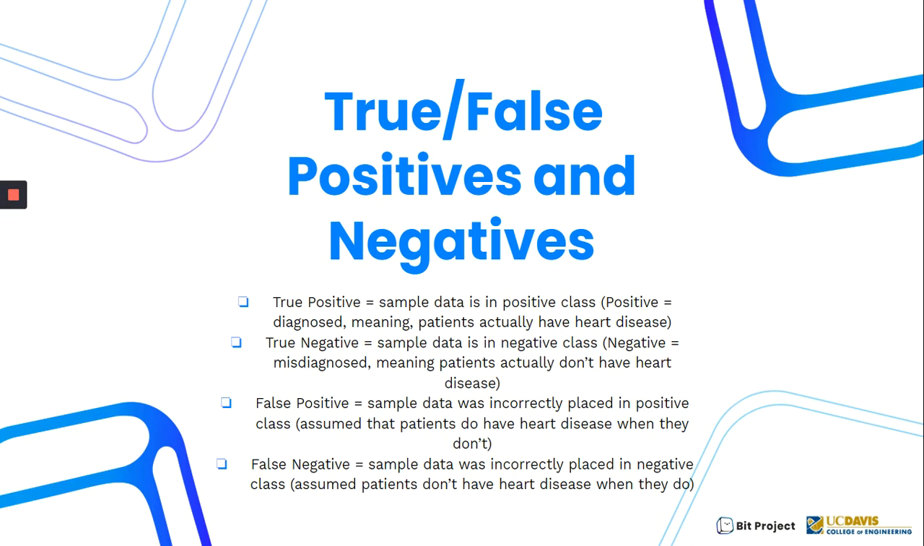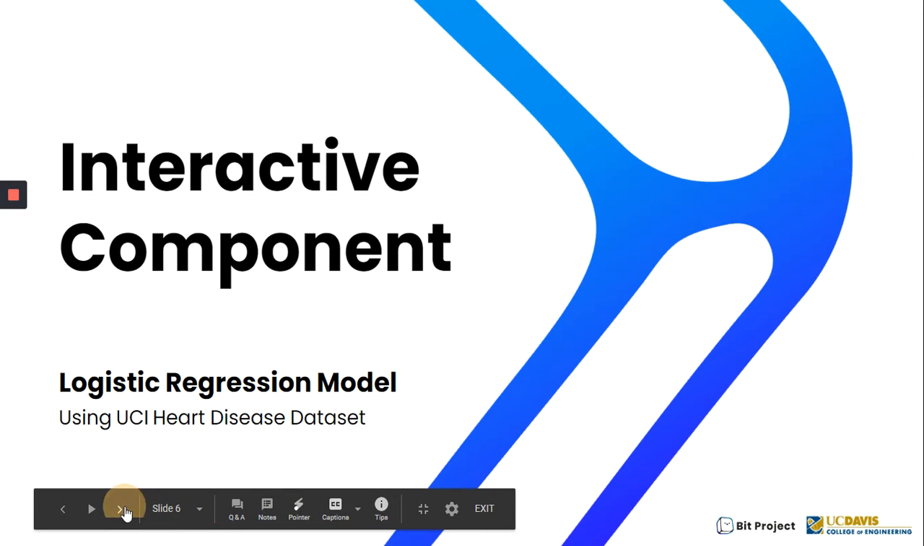Now, the false negative is when we put the sample data in the negative class. This means that in our case, we assume that the patient is not diagnosed with heart disease and we let them go. However, they could have a heart attack at any minute and the doctor may not even realize it. They could have potentially cost a life. And that's what we're here today to try to solve.